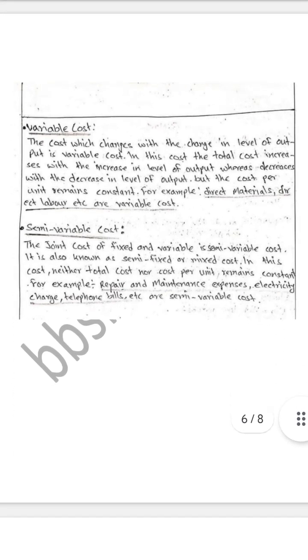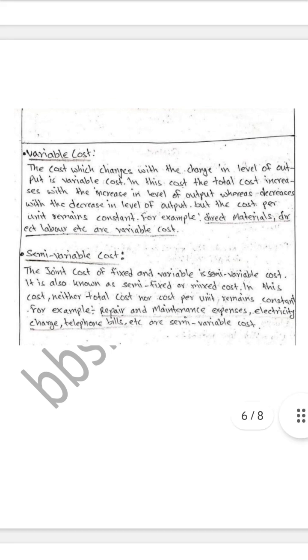The variable cost भनेको the cost which changes with the change in level of output is variable cost. In this cost, the total cost increases with the increase in level of output, whereas decreases with decrease in the level of output, but the cost per unit remains constant. For example, direct materials, direct labor, etc.